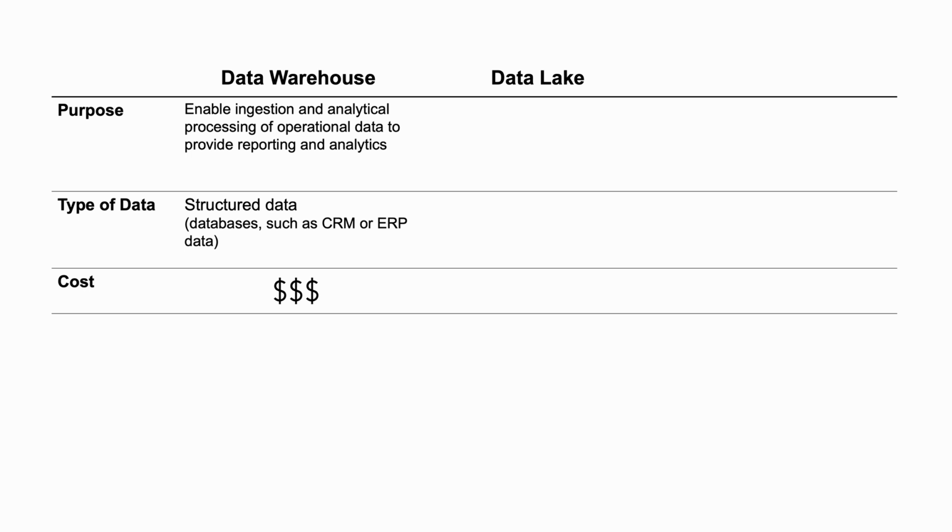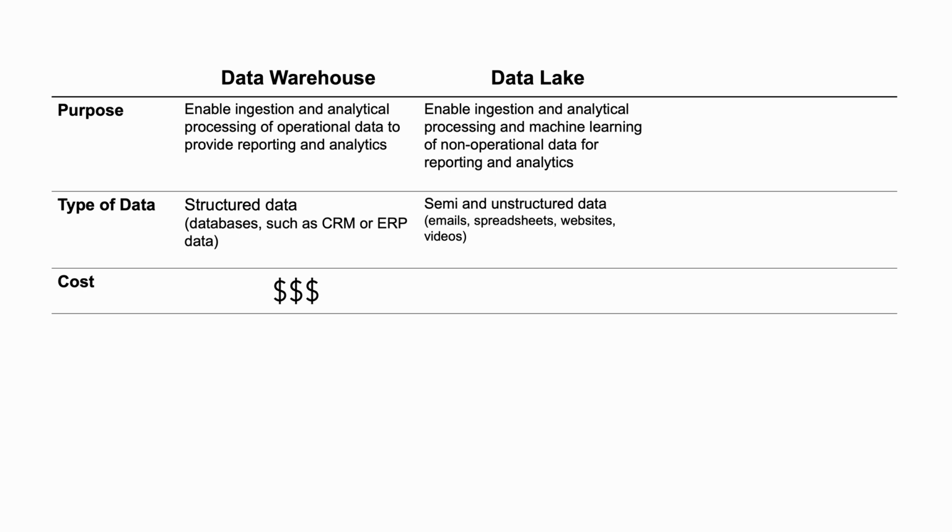Data lake technology. A data lake enables ingestion and analytical processing of semi-structured and unstructured data. Examples of semi or unstructured data include data in spreadsheets, websites, emails, images, and video. Semi and unstructured data is stored in cloud storage, which is much cheaper than databases, which is important because most organizations have more semi and unstructured data than structured data. But access and processing is more difficult and often requires specialist resources and skills such as data scientists.